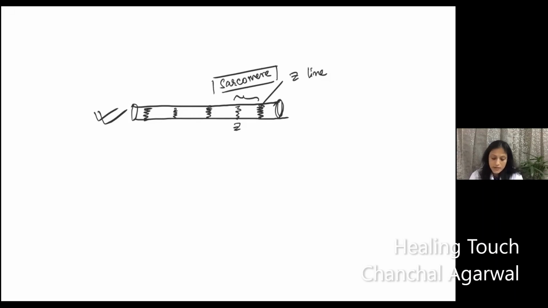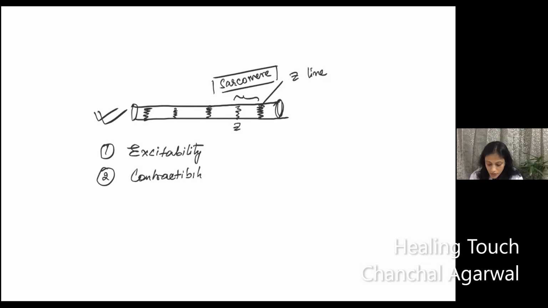So there is a very important property. There are very few important properties of the muscles, and one of them is excitability. That means the muscles get excited. If there is some external or internal impulse to the muscle, it gets excited. That is called excitability.